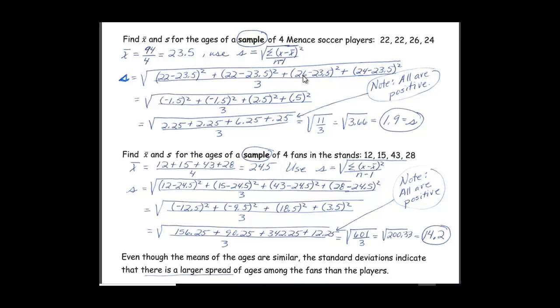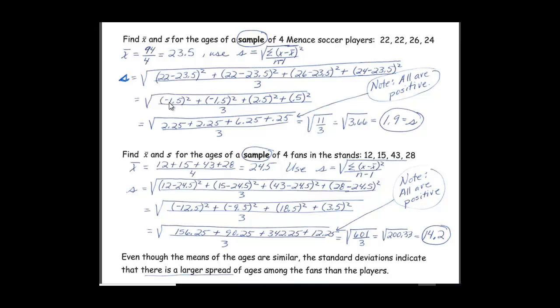My third data value, I'm going to look at the difference between 26 and the 23.5, and my last data value is the 24 minus 23.5. So each of those differences we're going to square. So I've just recorded that all in there. Now notice I'm going to be dividing by 3 because our formula is n minus 1. N is the number of data values we have. We have 4 data values, so we're going to be dividing by 3.